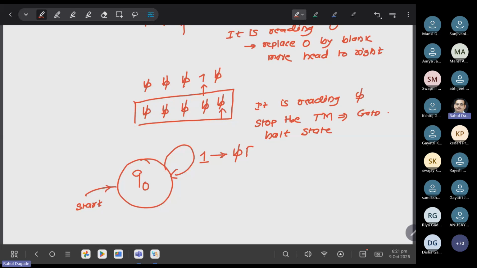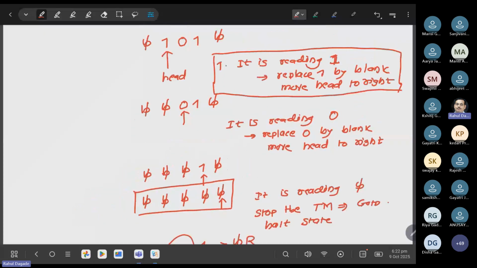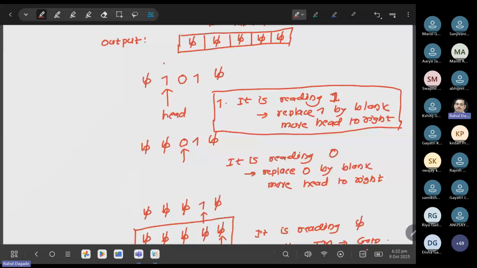Similarly, what we are doing for 0? So 0 is an input. So it is converted into blank and we move the pointer, or head, to the right. We will do all these in the Q0 state. That is, initially it has got 1, so it has converted that into blank. Then again it remains in the same state.